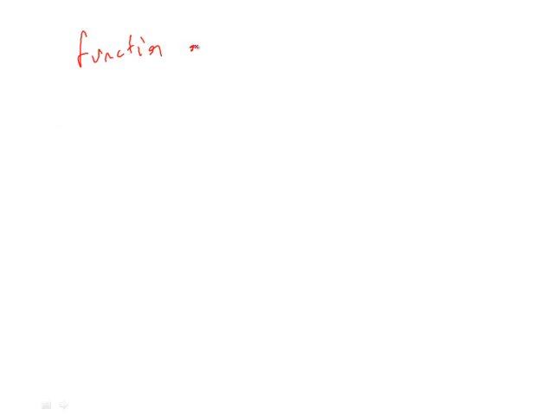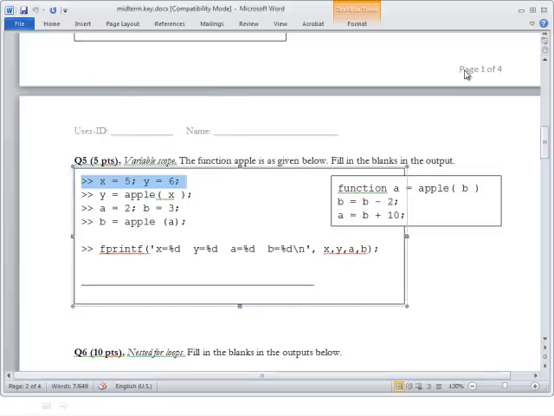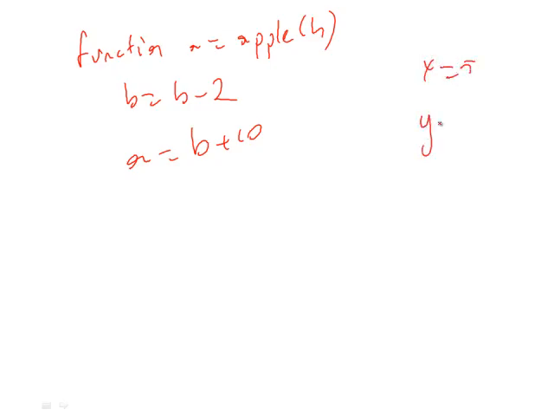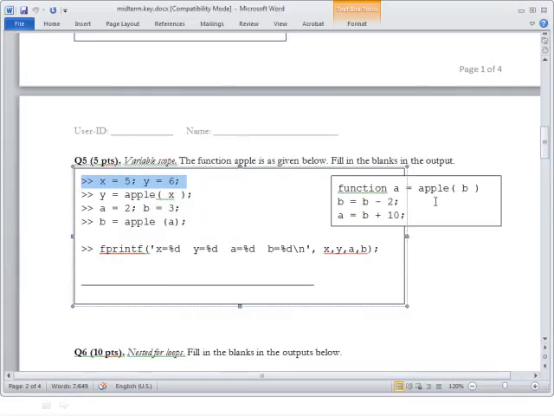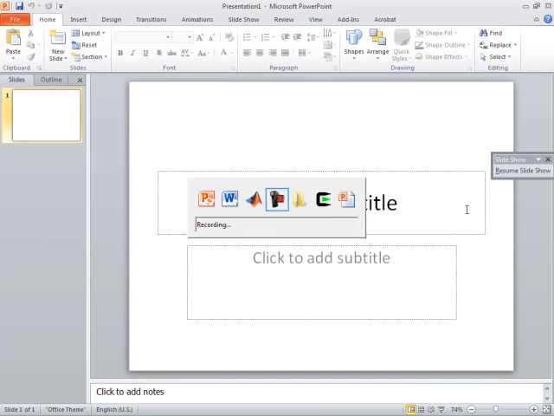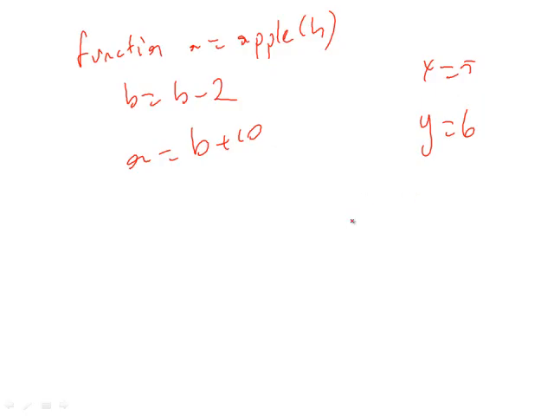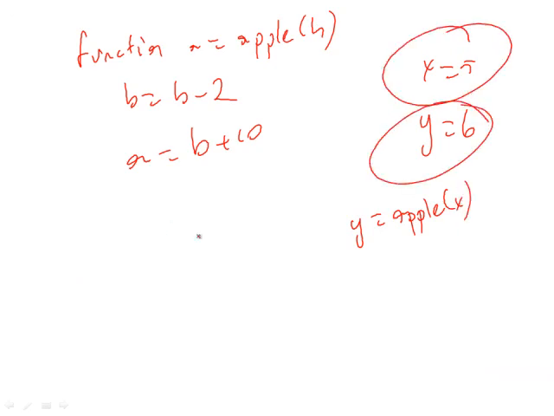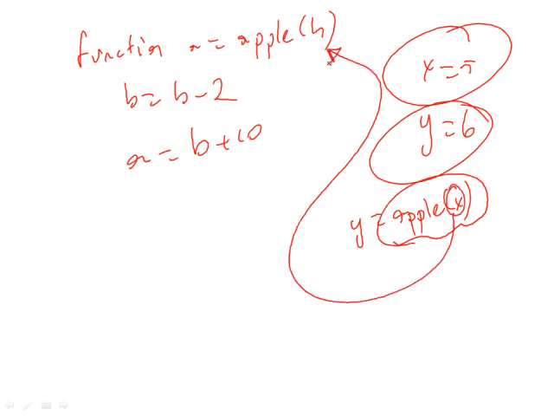Function A equals apple B, and then B equals B minus 2, A equals B plus 10. And then X equals 5, Y equals 6. Y equals apple x. All right, so I have a box x, I have a box y, and as soon as you call this function apple, the value of x gets copied into the variable b that the function has. So b will now contain 5.